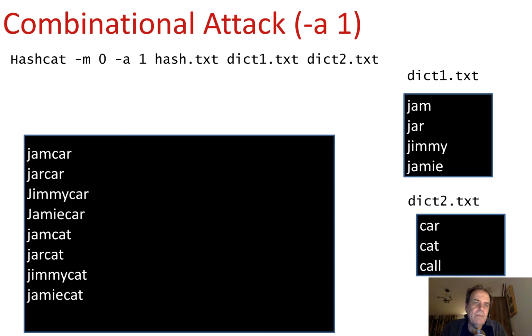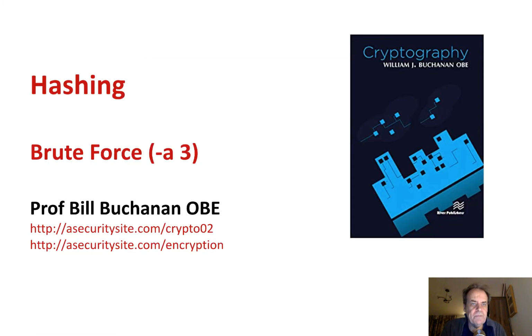Okay, so we can also do a combination attack. That's where we have two dictionaries, and then we can bring the dictionaries together to create our target. So in this case, we're using one dictionary here and another one, and you can see we go through the first dictionary, find the first word, and then combine it. For this we use the -a 1 option.